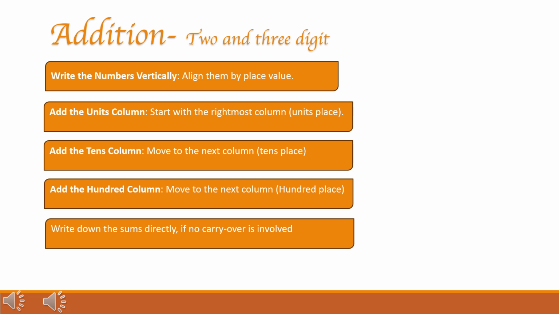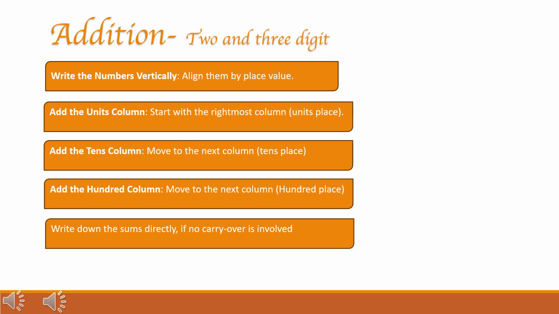Moving on to addition of 2-digit and 3-digit numbers. The concept remains the same: we do the forward counting in addition. But since there is more than 1 digit in 2- and 3-digit numbers, we align the digits by their place value. We start addition from the unit place, then we move to the tens place, then to the hundreds place. And if no carry forward is involved, we write the sum directly.